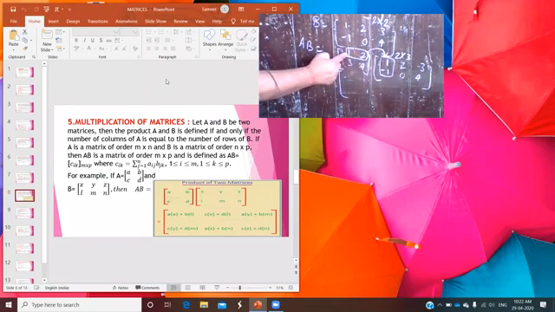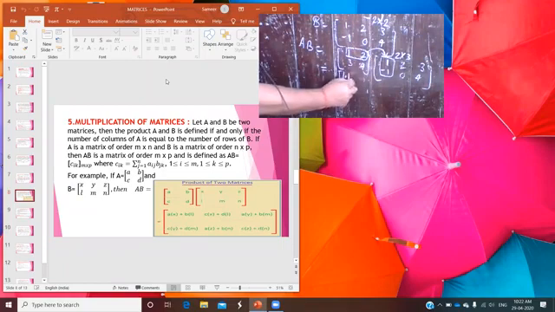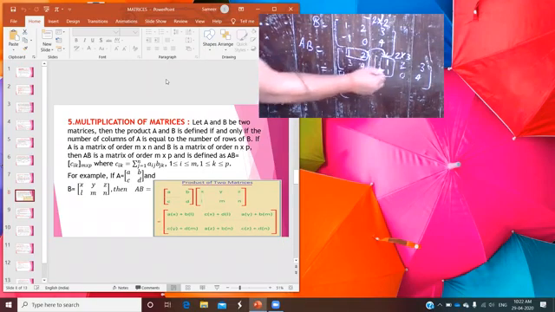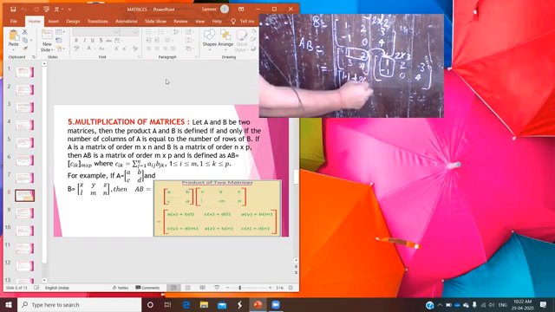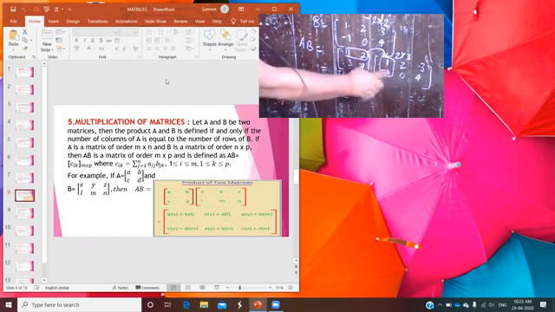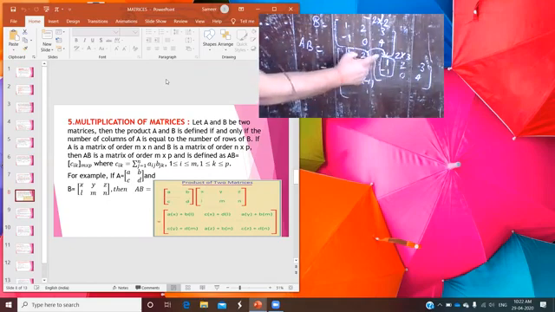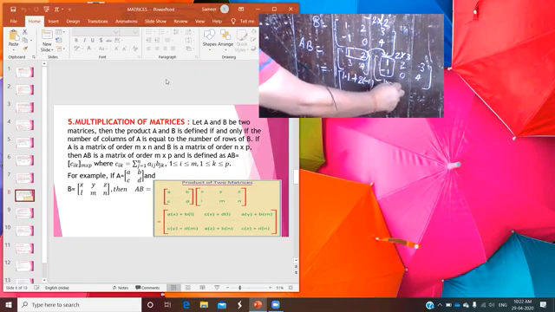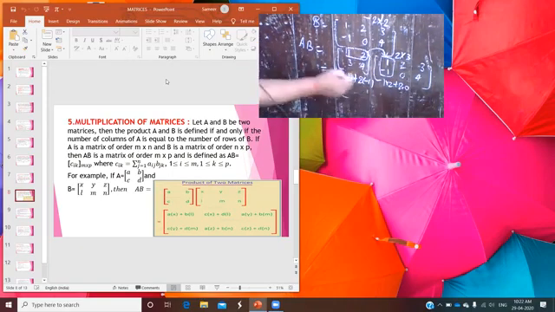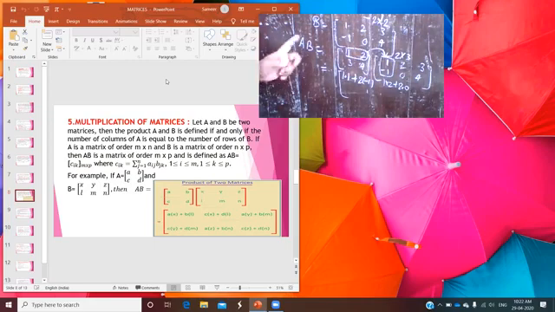So here 1 is multiplying with 1. Here we have to take first row, first column. So you can write 1 into 1 plus, second element to second element, 2 into minus 1. Now come to first row, second column. The position of first row, second column is here. So you can write 1 into 2 plus 2 into 0. Yes, you have to take the sum of the products of corresponding elements.